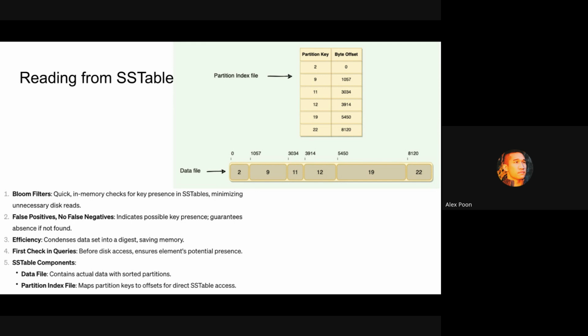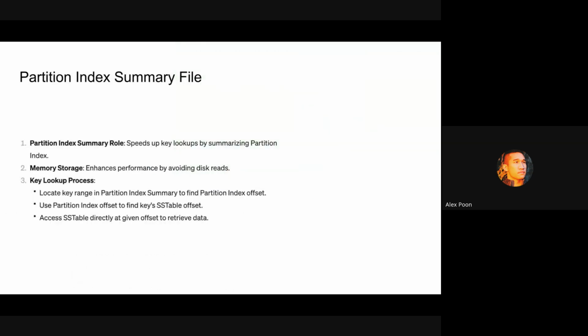The partition index file is stored on the disk. The partition index file stores the sorted partition keys mapped to their SS table offsets. It enables locating a partition exactly in an SS table rather than scanning data. The partition index summary file is stored in memory and stores a summary of the partition index file. This is done for performance improvement.